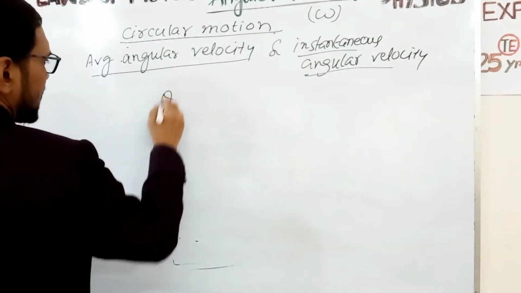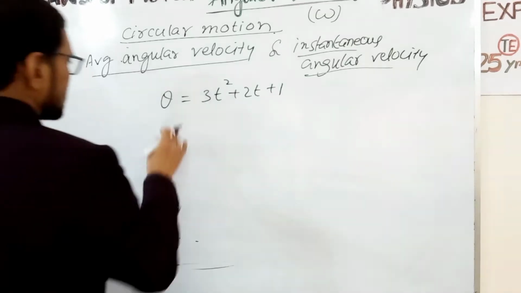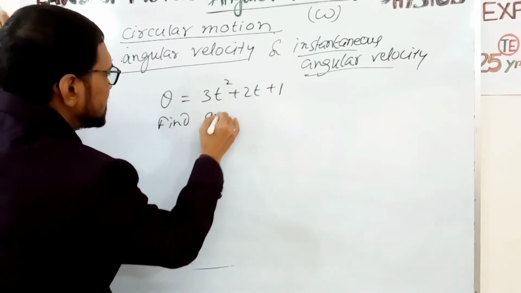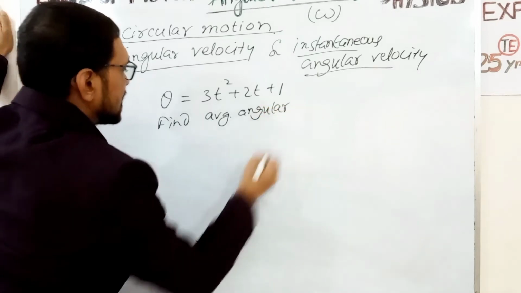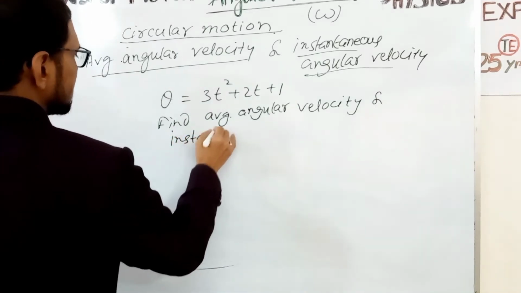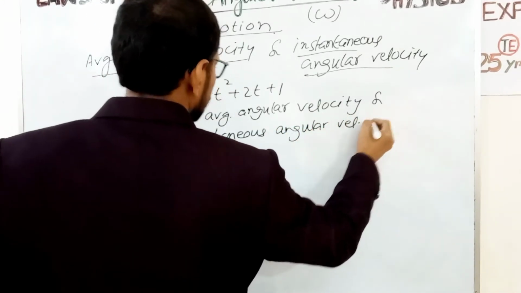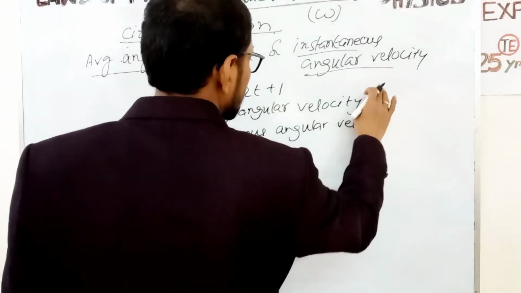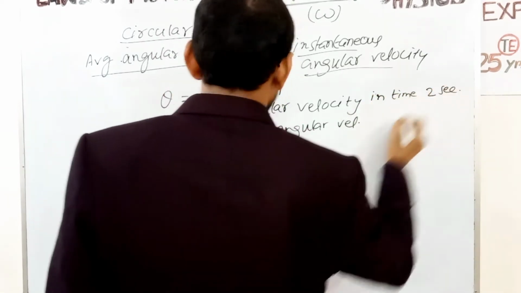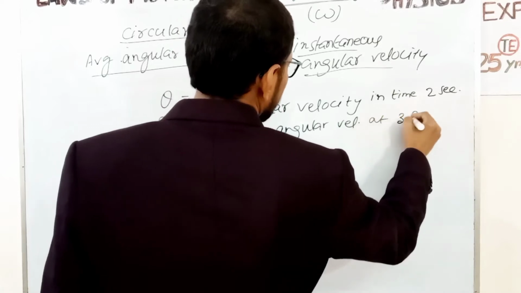Angular velocity: suppose the angle produced by a particle varies with time like this. Find the average angular velocity in time 2 second to 6 second, and the instantaneous angular velocity at 3 second.